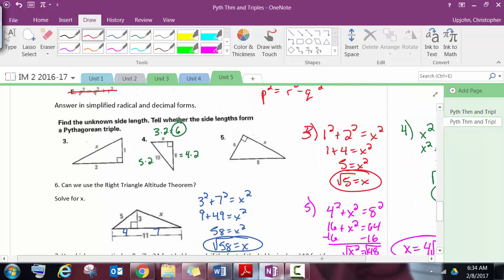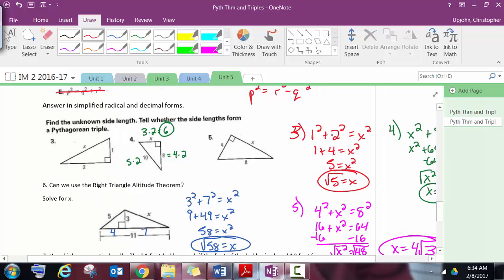Find the unknown length. So number 3, here's our work. We're looking for the hypotenuse, so it's 1 squared plus 2 squared equals x squared. That's 1 plus 4 equals x squared. That's 5. Take the square root. We can't break down 5 anymore, so it's the square root of 5.